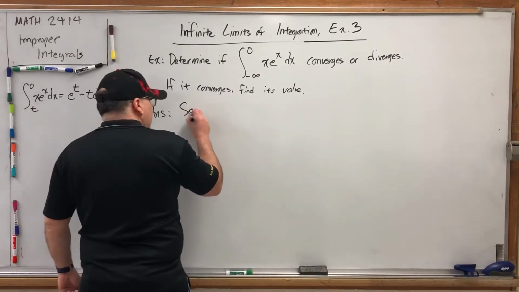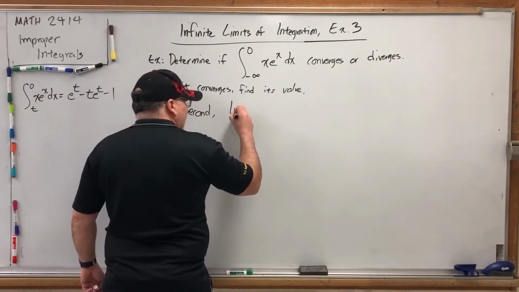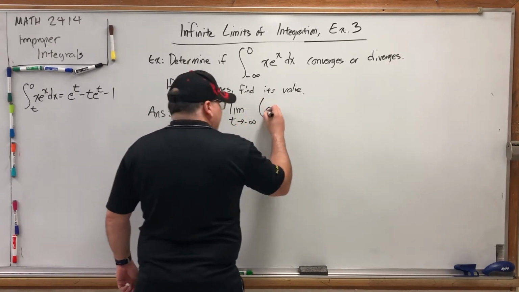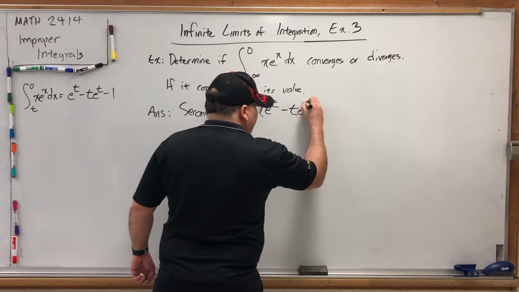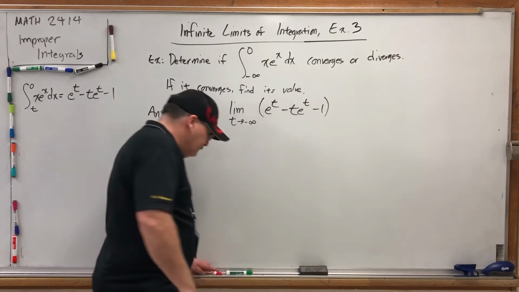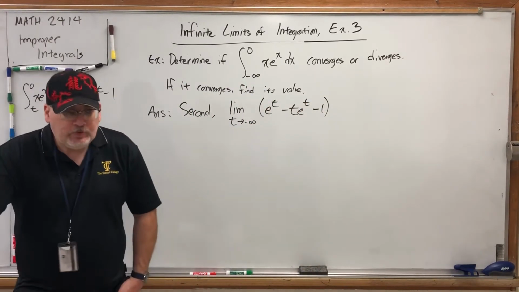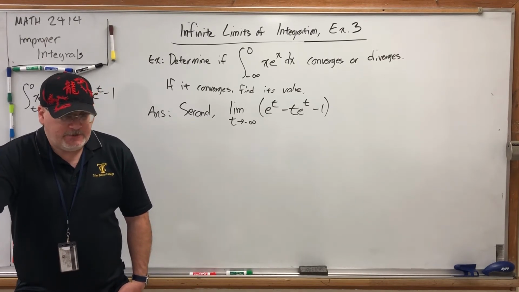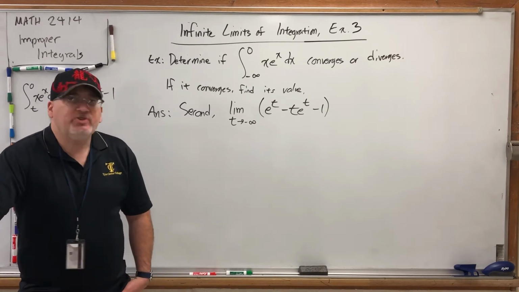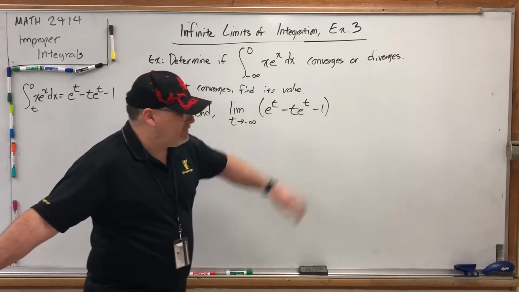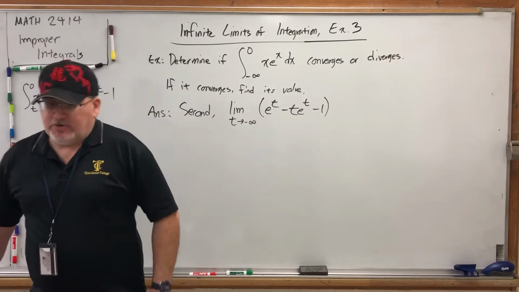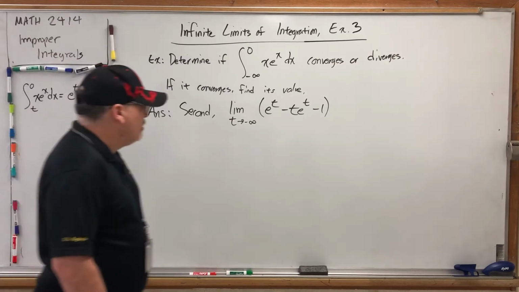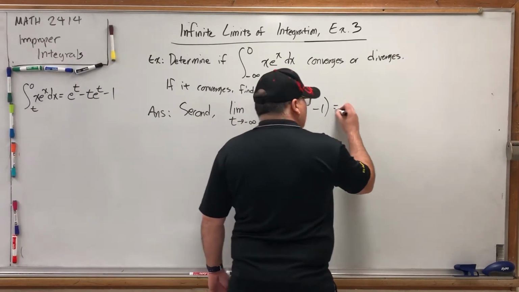So second, we need to take the limit as t approaches negative infinity of e to the t minus t e to the t minus 1. Now, as long as things are continuous and exist, you can split this up into 3 separate limits. Limit, limit, limit. Now, how do we know if we can split it if we don't know if it exists yet? Good question. Assume it does exist and hope nothing goes bad. So let's split this into 3 separate limits.